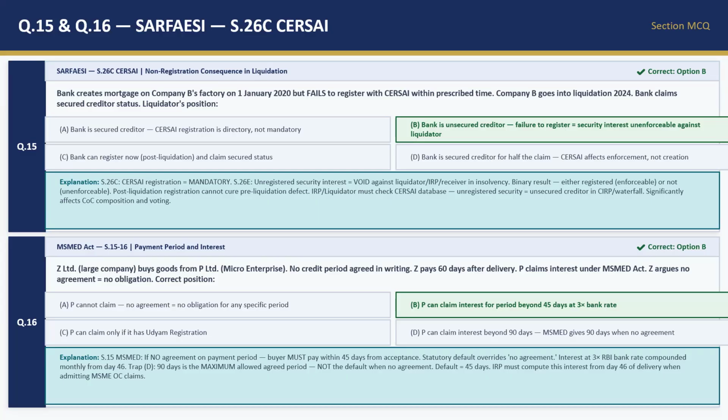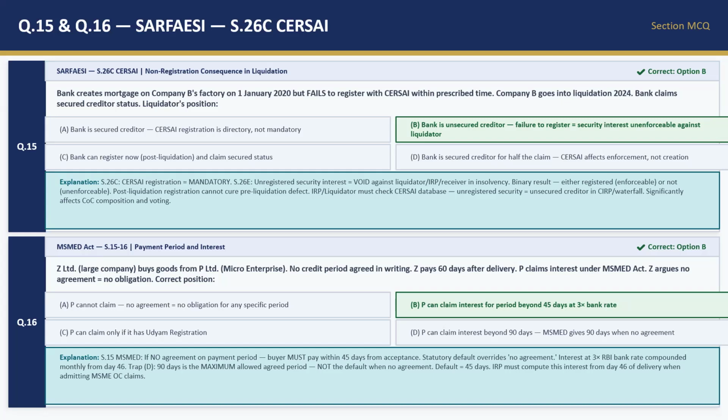So post-liquidation registration cannot cure a pre-liquidation defect. An IRP or liquidator must check the CERSAI database regarding this unregistered security. So unregistered security is treated as an unsecured creditor in CIRP or the waterfall. Okay.